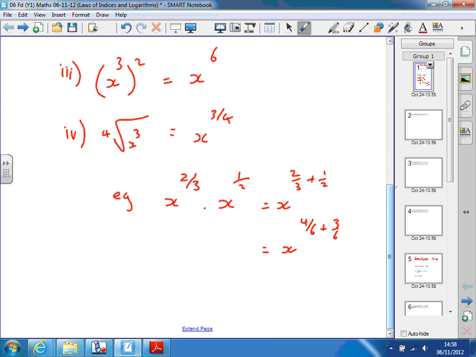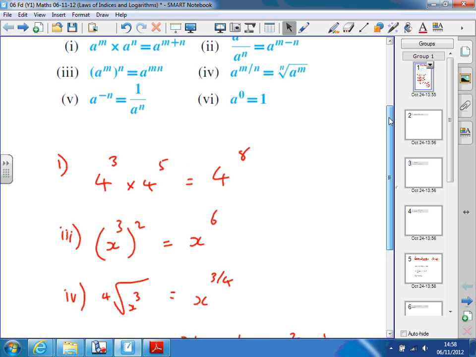I wouldn't write it as a mixed number. We tend to leave the power as an improper fraction, 7/6, so we can write it in root form. It could be the 6th root of x to the 7. So we start to have to combine these laws.